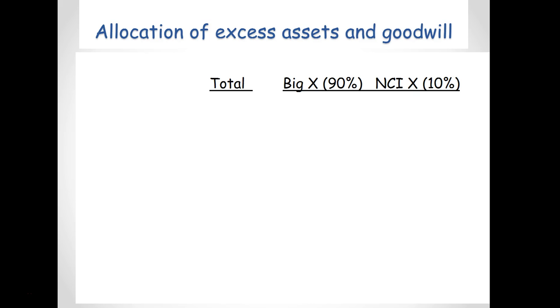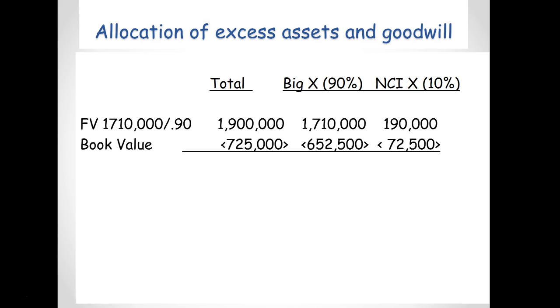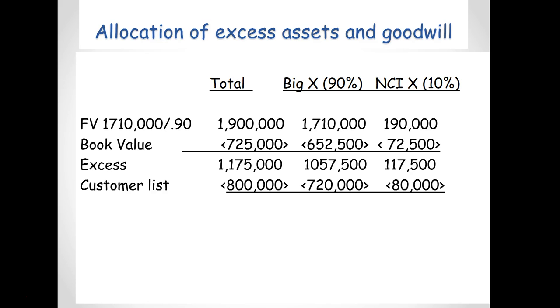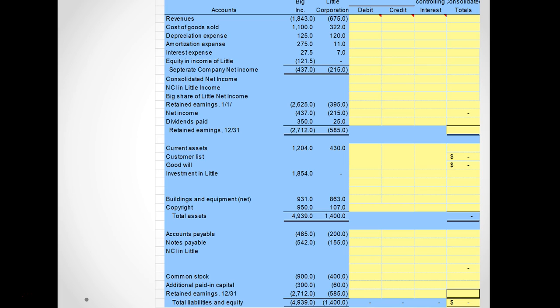Now, allocation of excess assets and goodwill. We have total, and then we have Big. Non-controlling interest, we have the book value, which means the excess is $1,175,000. We have the customer list. We have the goodwill. And because a premium was not paid, the goodwill is prorated between the parent and the non-controlling interest. So these are our consolidated financials at year end, December 31st.